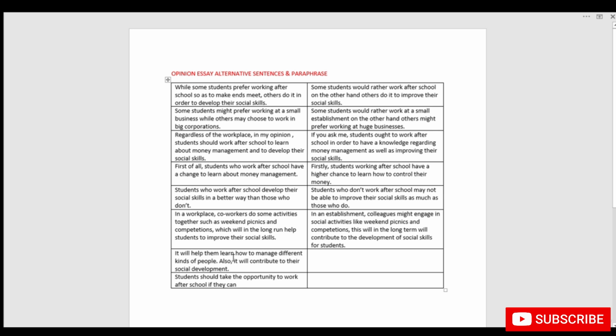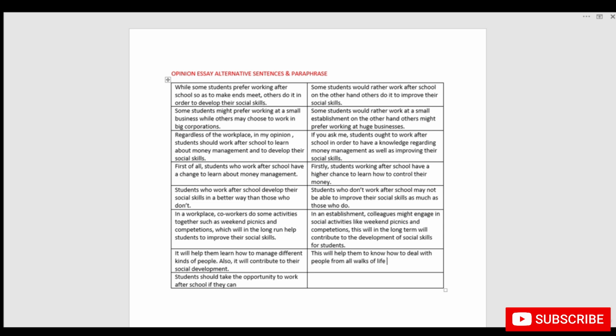The next one is, it will help them learn how to manage different kinds of people. Also, it will contribute to their social development. So I'm going to say it. This will help them to know how to control their finances, or in this part, if you don't want to talk about the money management, we can just say this will help them to know how to deal with people from all walks of life.